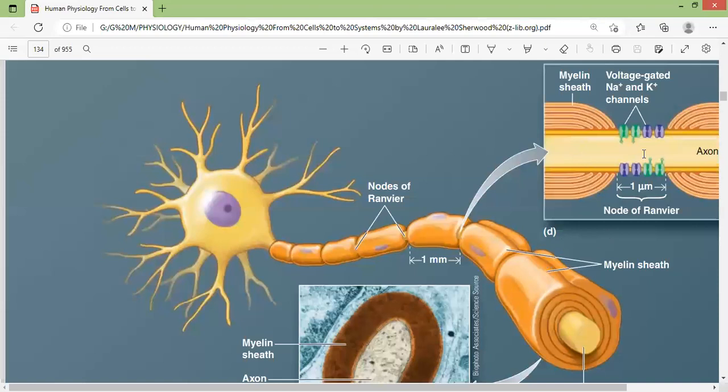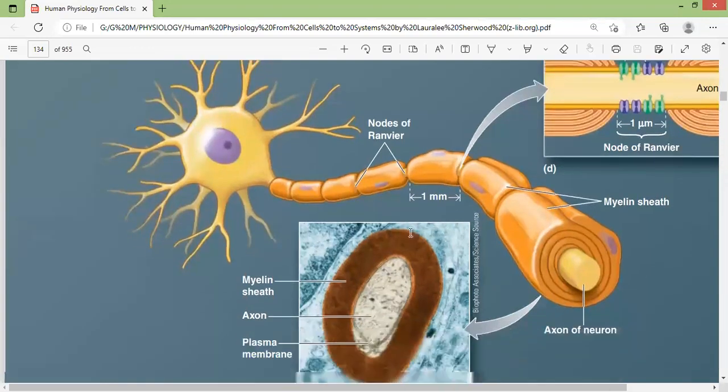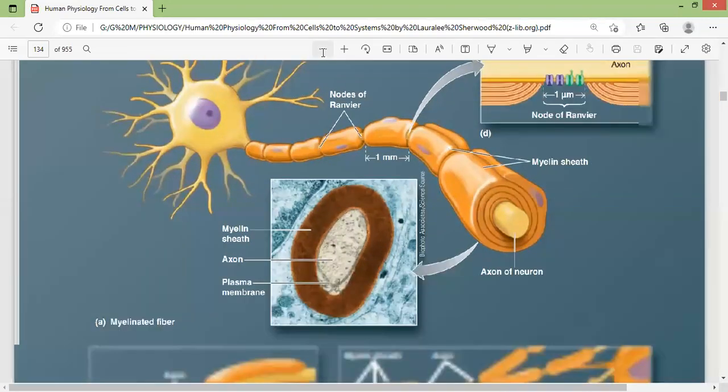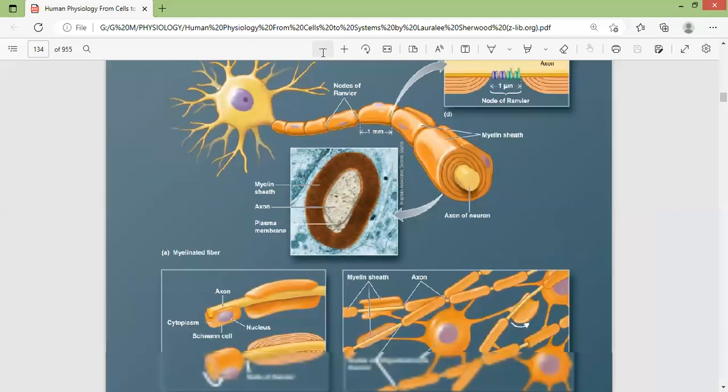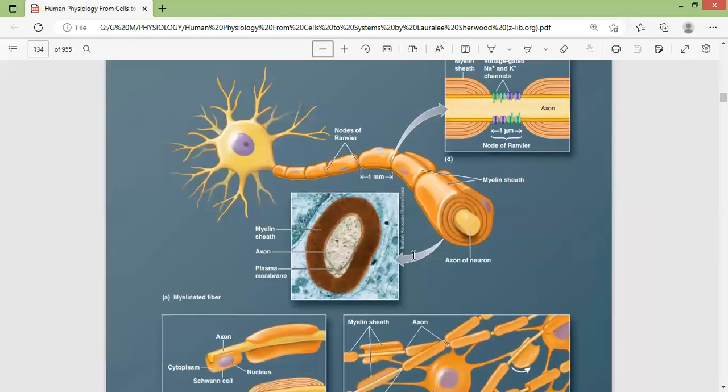Myelin sheath, and what's the effect of one neuron having a myelin sheath and another neuron not having a myelin sheath? Which one is better? Which one is faster? Between a myelinated and a demyelinated or unmyelinated neuron. Myelinated would be faster. Yeah, myelinated would be faster. Why?